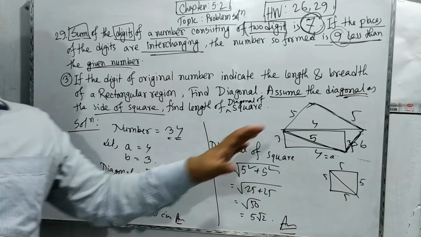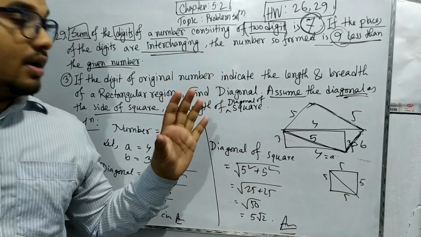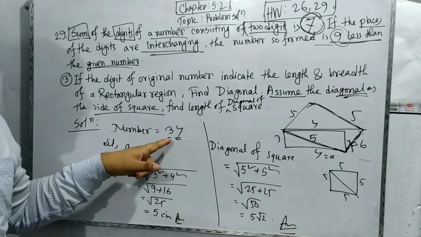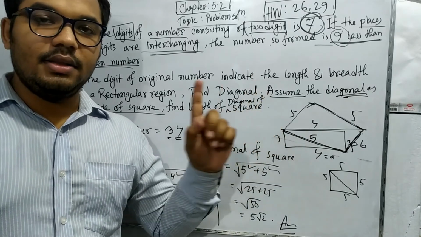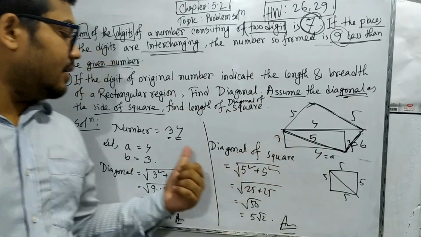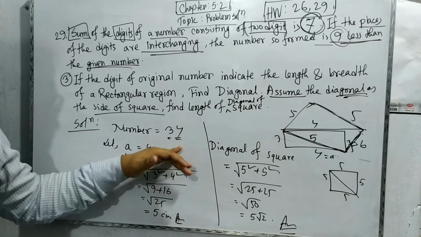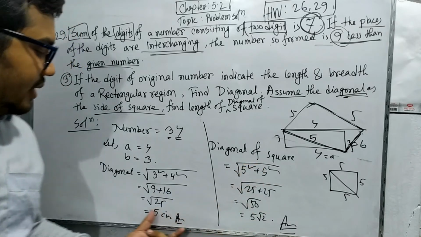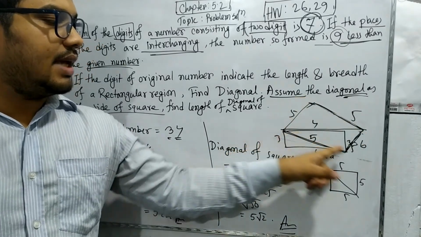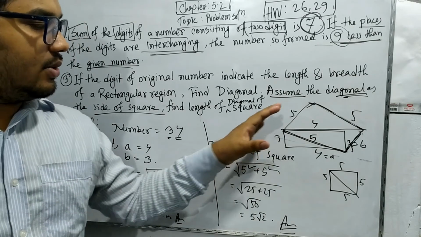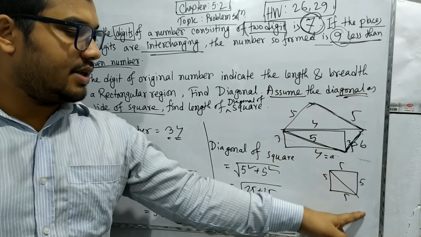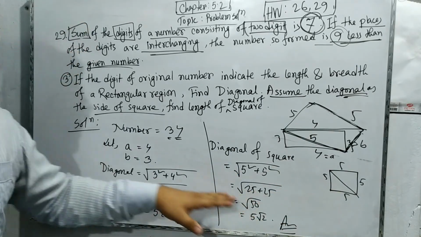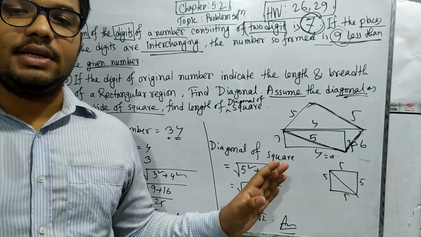Okay, maybe you can't understand the math clearly. That's why I wanted to clear the math again. Here, the question is talking about the number being considered as the length and breadth. This is the first thing. So we are considering this is length, this is breadth, then this is the diagonal. Now they are talking about this diagonal being considered as the side of the square. So all sides are 5. Then the diagonal will be root over 5 square plus 5 square. And this is how we can solve this math. Hopefully you can understand the math.